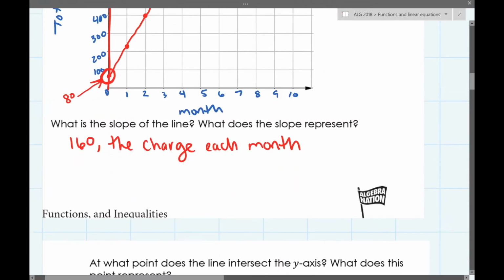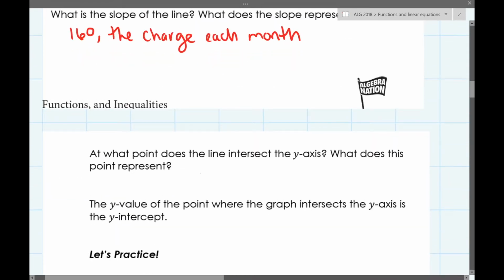Alright, so let's go back. At what point does the line intersect the y-axis? Well, it hits it at 80. And what did 80 represent in this problem? Well, it represented the activation fee.